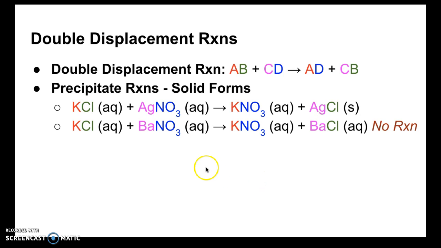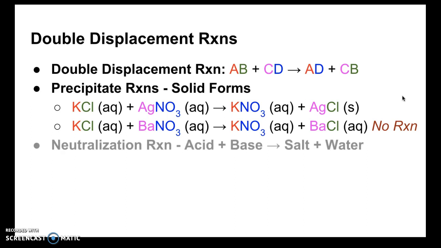Here's an example of something that may look like a precipitate reaction, but it's not. Here we have potassium chloride and barium nitrate. When you mix them together, they form potassium nitrate and barium chloride. The reason this is not a precipitate reaction is because barium chloride is also aqueous. So both of your products are aqueous. You don't have a solid product. When both products are aqueous and dissolve in water, that will be considered no reaction, because in order for the reaction to be driven forward, you have to have a solid that forms.